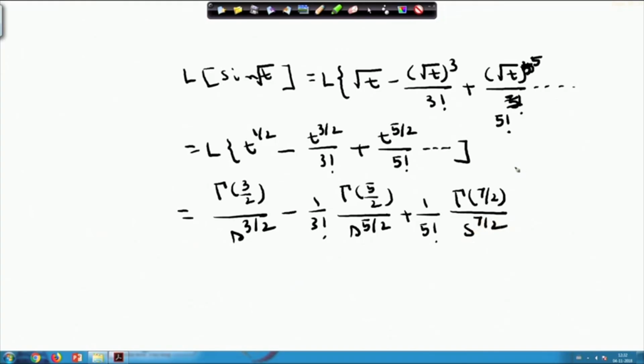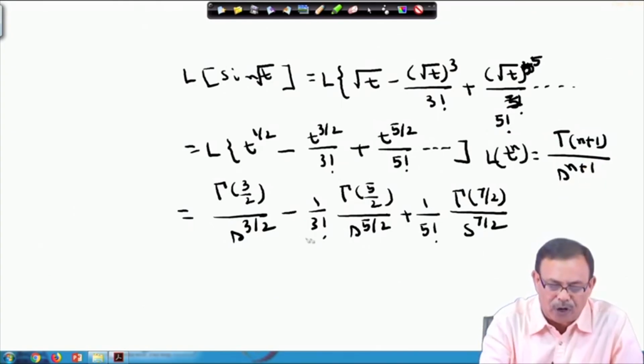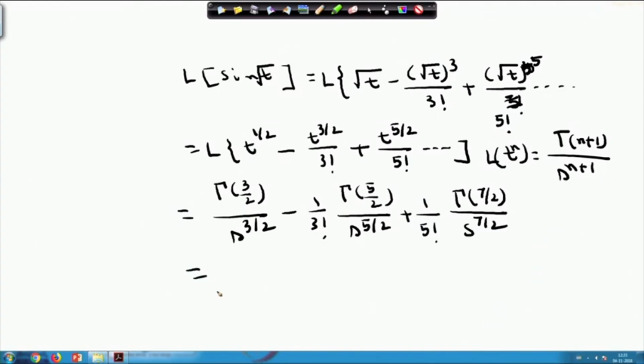Please note one thing, that the Laplace transform of t to the power n is nothing but gamma n plus 1 by s to the power n plus 1. So if I use this formula, I will obtain this thing, and this I can write simply as root pi by 2, because gamma half is root pi.